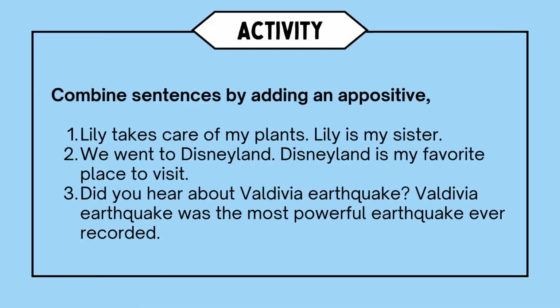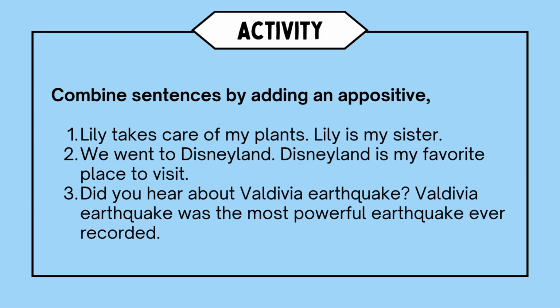In this activity, you have to combine sentences by adding an appositive. Number 1. Lily takes care of my plants. Lily is my sister. How can we combine these two sentences? What do we have here? Something that explains who Lily is. Lily, my sister, takes care of my plants. Here, we combine the sentences and we added an appositive, which is my sister, that explains the noun Lily.